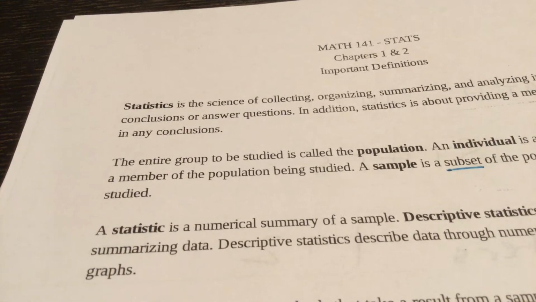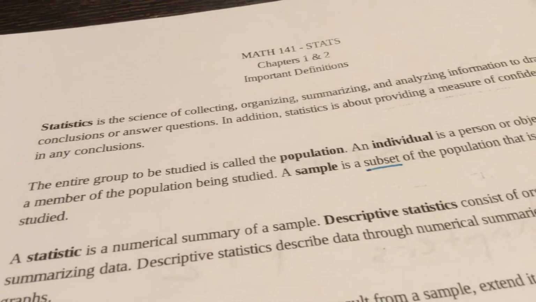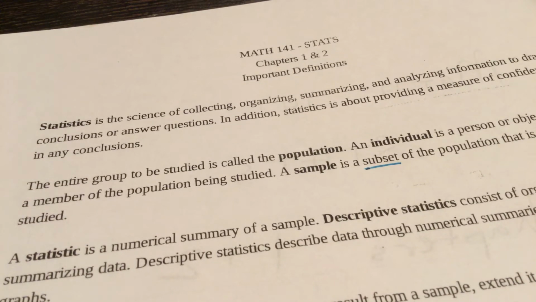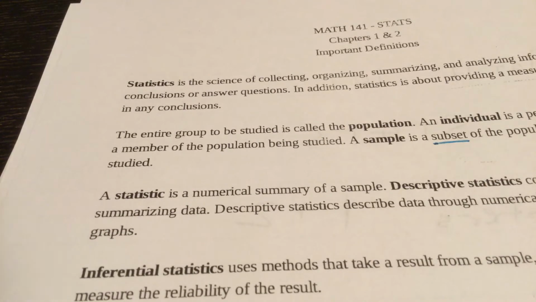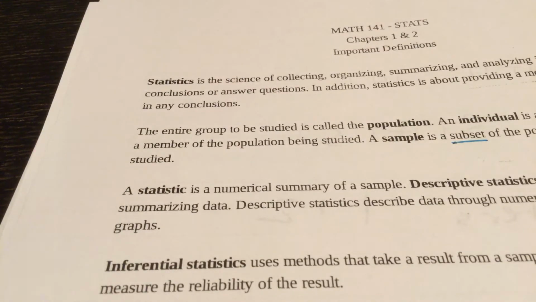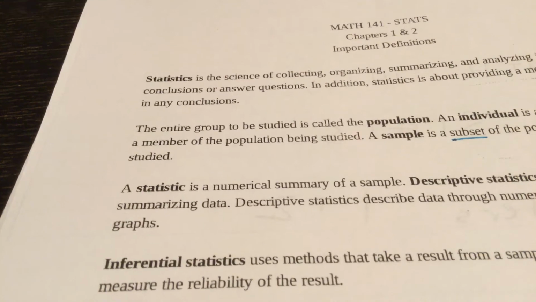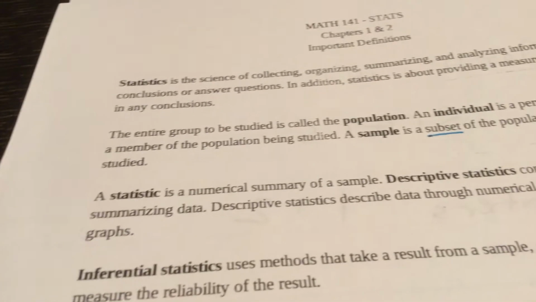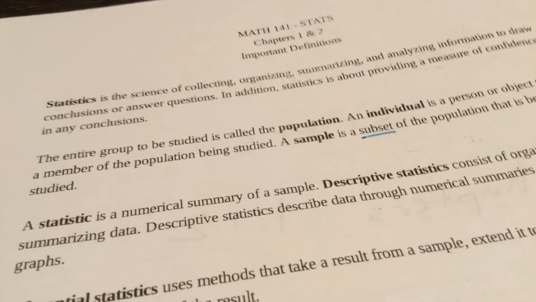The entire group to be studied is called the population. United States voting adults. An individual is a person or object that is a member of the population being studied. Could be you. And a sample is a subset of the population being studied. All right, they sampled 1,007 adults. A statistic is a numerical summary of a sample, SS, alliteration.